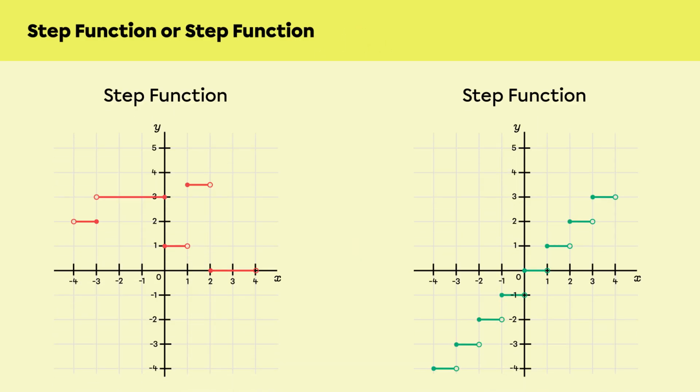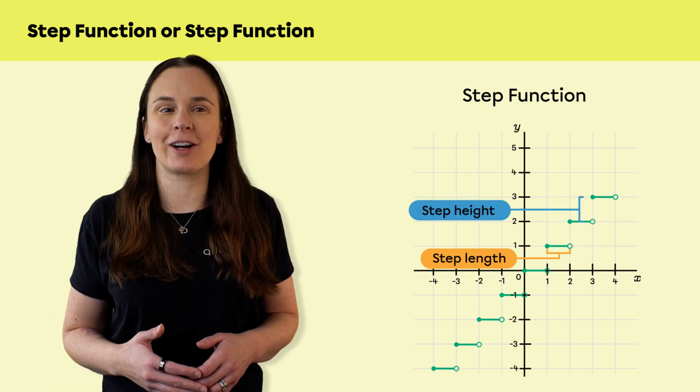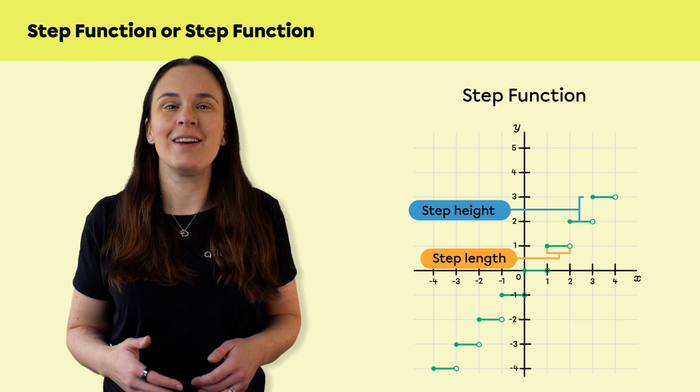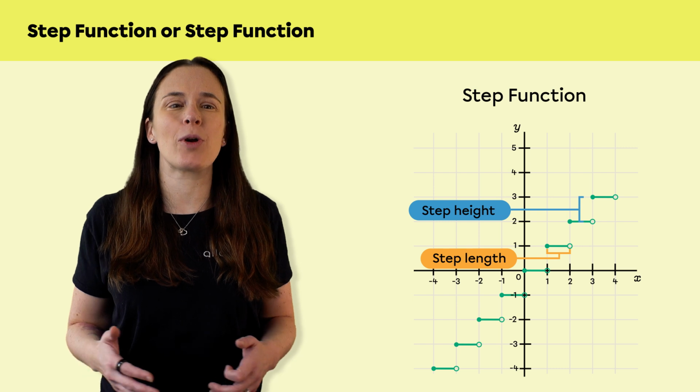Greatest integer function is a step function with a constant step length and a constant step height. In this video, I'll show you how to graph the greatest integer function using parameters a, b, h, and k. But before we go any further, let's review the role that each of these parameters plays.